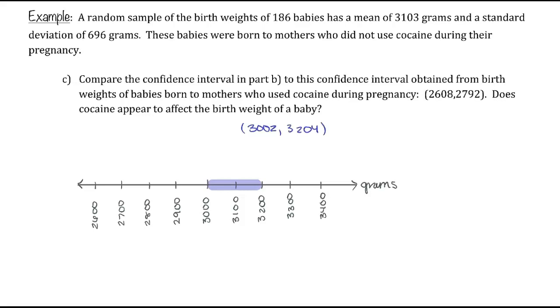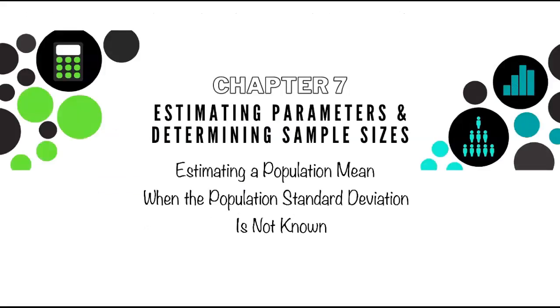The second interval given here is from 2,608 to 2,792, and we can mark that on our number line by shading from approximately 2,600 to approximately 2,800. Looking at these two confidence intervals, they have nothing in common. There is no overlap, and there's a considerable gap in between them. That does suggest that these two populations do in fact have different population means. That concludes this lecture video where we learned how to construct a confidence interval to estimate a population mean when the population standard deviation is not known.